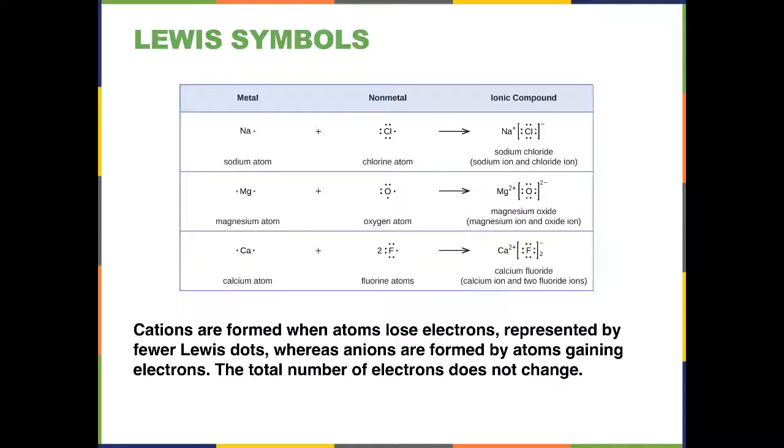So the cations form when the atoms lose the electrons, and when that happens, you see that the dots go away. The anions are formed when atoms gain electrons, but also notice that the total number of electrons shown does not change. So for example, let's take the bottom one here. There's 7 electrons around a fluorine. 7 times 2 is 14, plus 2 from the calcium is a total of 16. If you look, there's 8 around the fluorine anion, times 2 is 16. So there are 16 on one side and 16 on the other. And if you look at the other ones, you'll see it works out the same way.